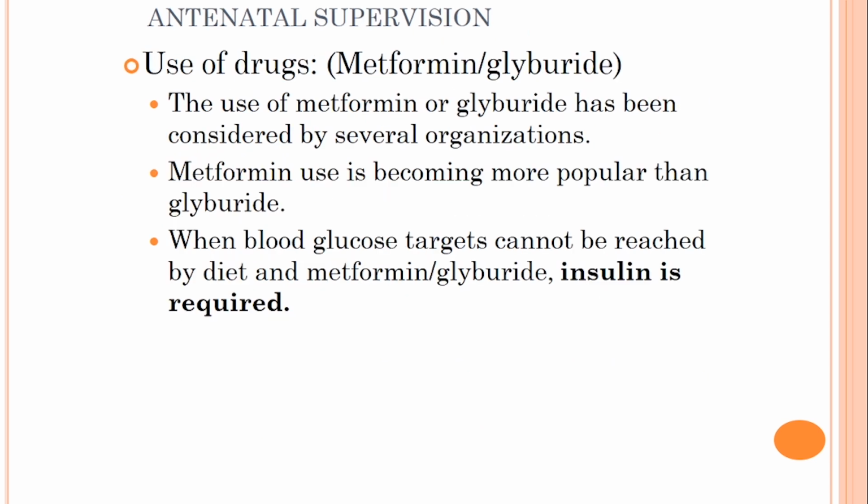So use of drugs, metformin or glyburide. The use of metformin or glyburide has been considered by several organizations. Metformin use is becoming more popular than glyburide. When blood glucose target cannot be reached by diet and metformin or glyburide, insulin is required. Metformin is a biguanide, and glyburide is the second generation sulfonylurea.